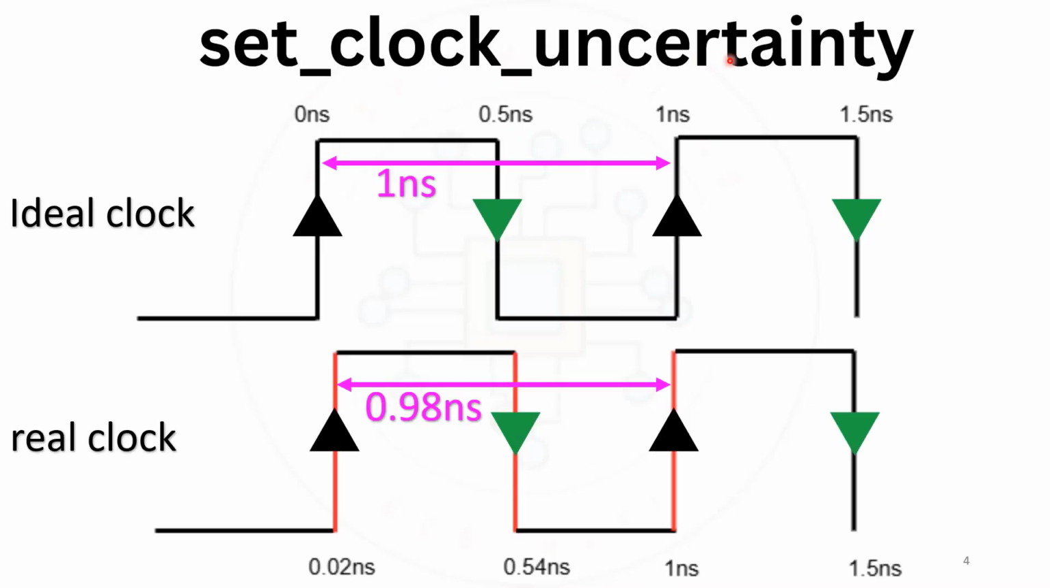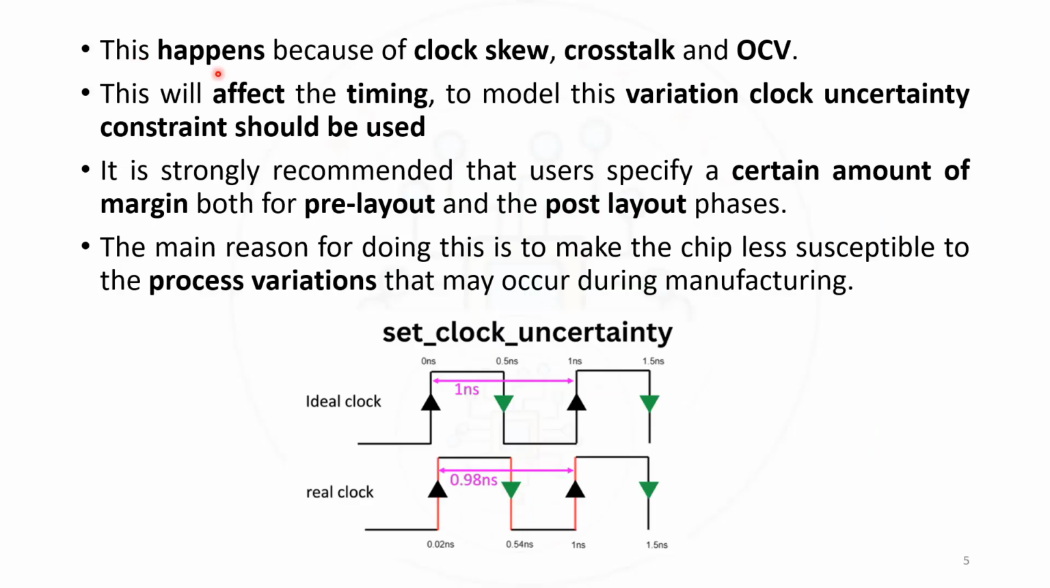So you can see here for the ideal clock, the time period is 1 nanosecond, and because of some amount of uncertainty or some issues, there are variations because of which instead of 0, it is becoming 0.02 in the case of the practical clock, or you can call it the real clock, whereas the falling edge is coming at 0.54 and again rising at 1. Because of this, the time period is getting reduced. Instead of 1 nanosecond, it is becoming 0.98. So let us see why these things happen.